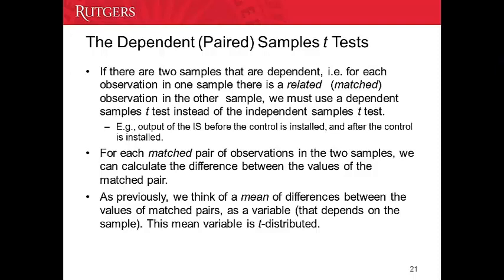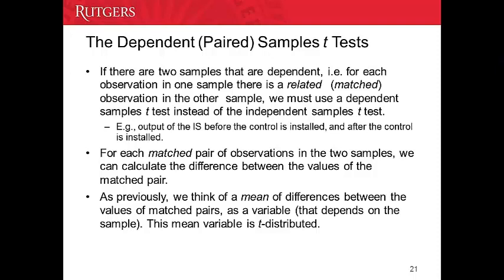So if there are two samples that are dependent on each other, for each observation in one sample, we can find another related observation in the other sample. So we can match each observation from the first sample to the observations from the second sample. Therefore, we have matched a pair of observations from two samples.